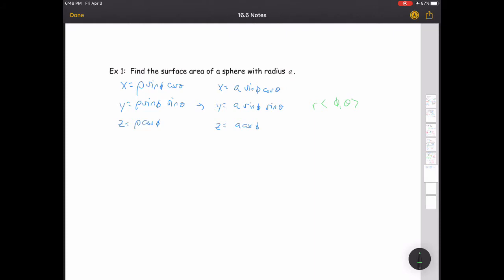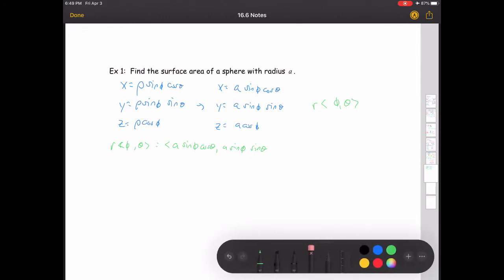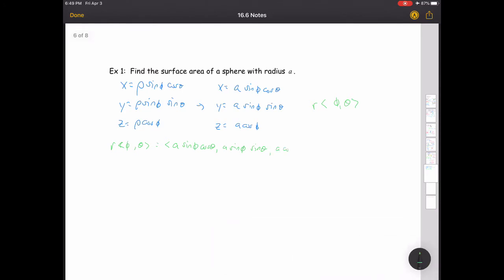All right, so let's go ahead and write this out. So we've got r of phi and theta, which is a sine phi cosine theta, a sine phi sine theta, and then a cosine phi.